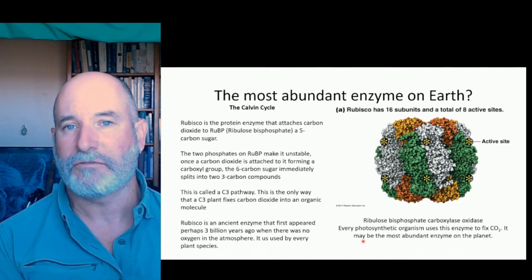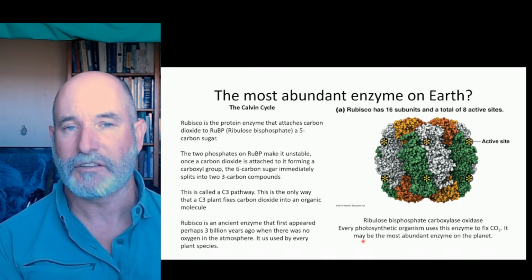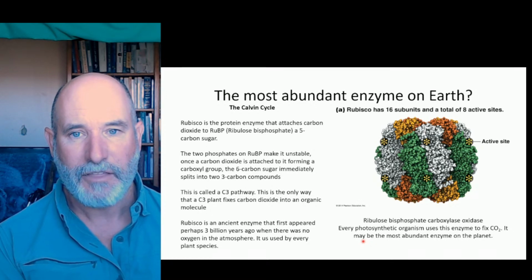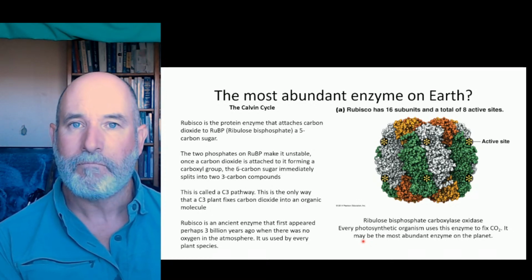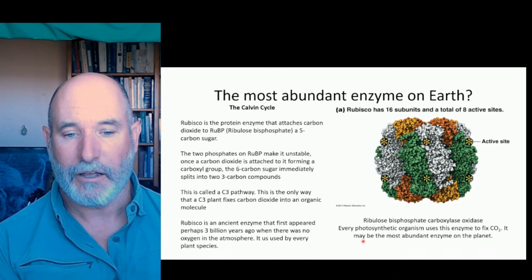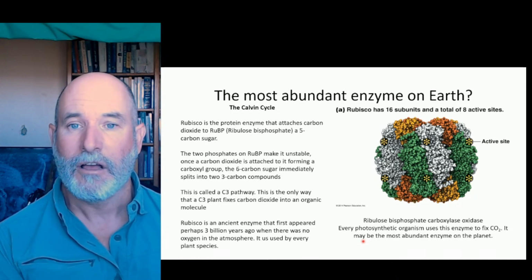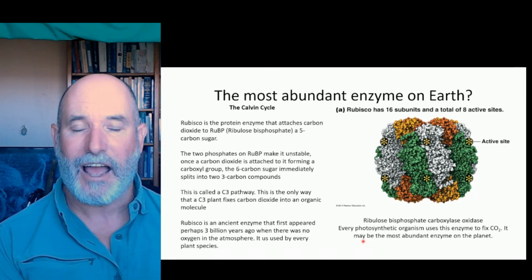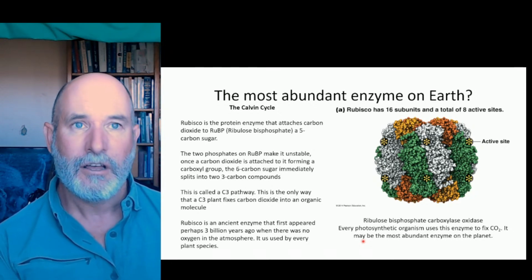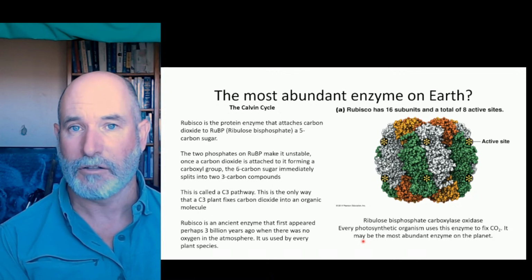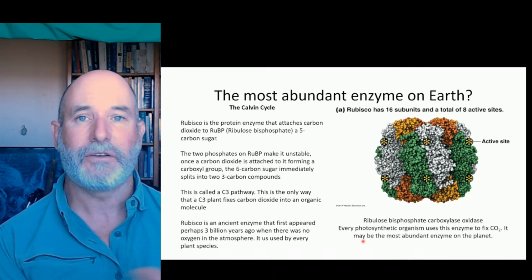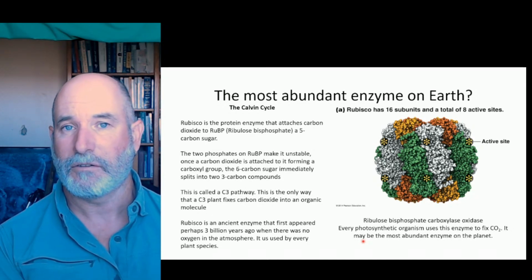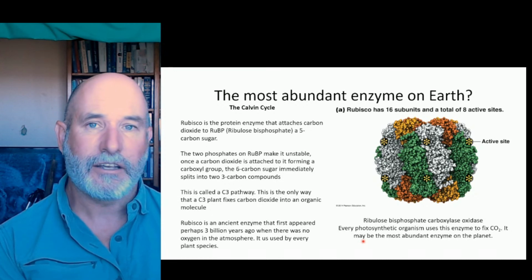Rubisco evolved very early on in photosynthesis. In fact, it evolved so early that there was basically no oxygen in the atmosphere or dissolved in water. So this thing has an affinity for oxygen. So it can actually do what's called photorespiration. When carbon dioxide levels get low inside of a leaf, it can fix oxygen to RuBP instead of carbon dioxide.